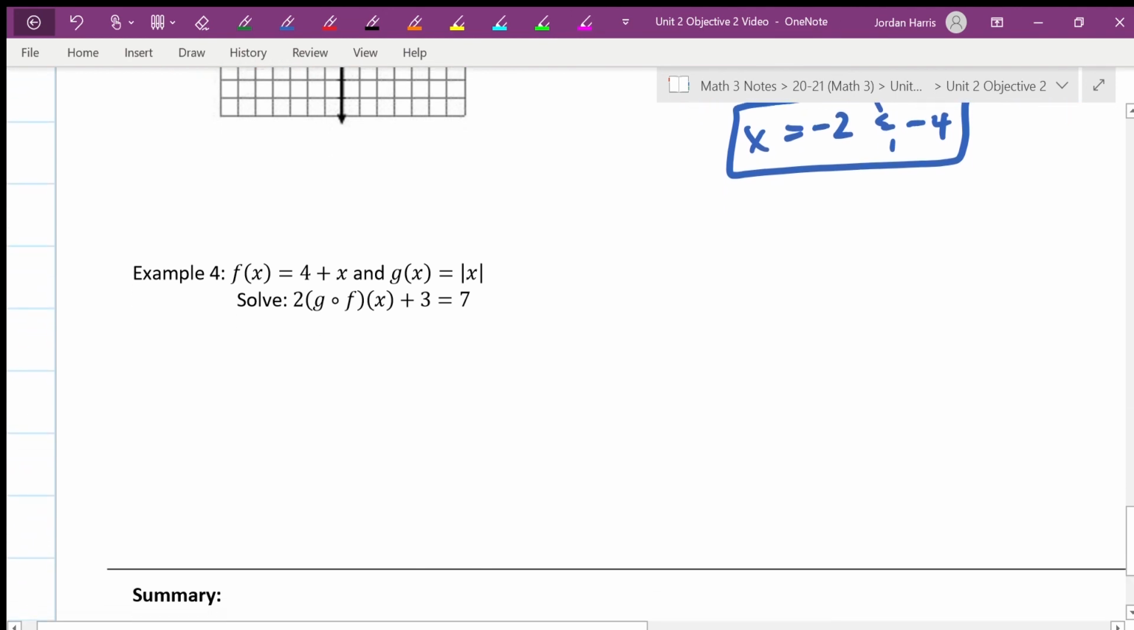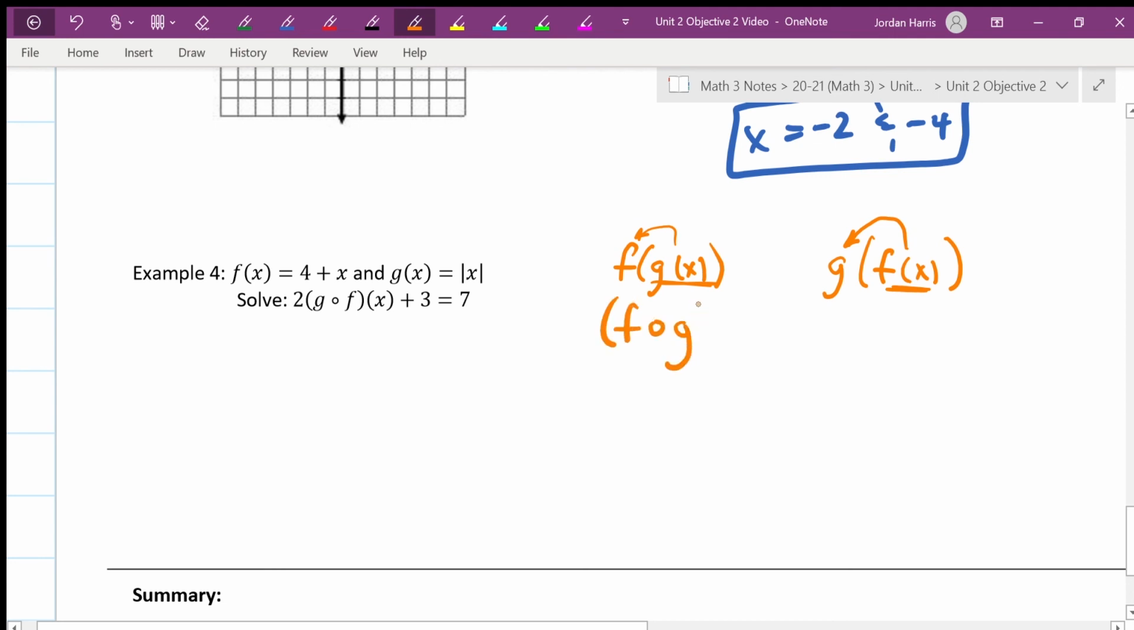Example 4, f of g of x. So this is a little different, right? This is called a composite function, like we learned before, where we're going to plug whatever's on the inside into the one that's on the outside. So I'd plug g into f or f into g. There's a shorthand way of writing this: f of g of x or g of f of x.